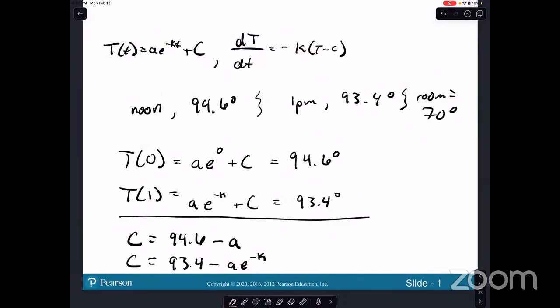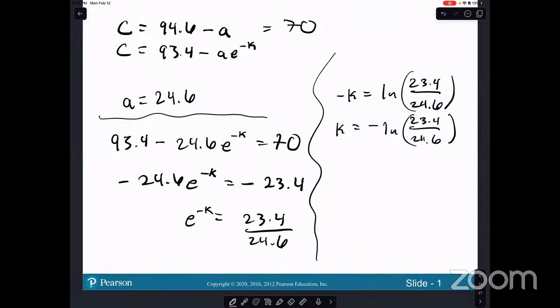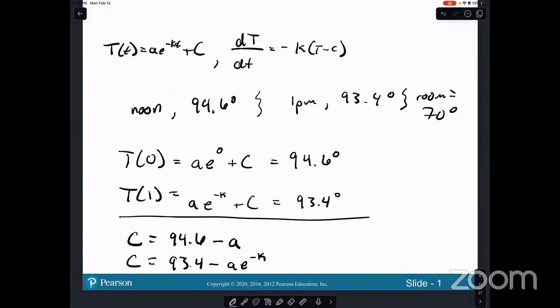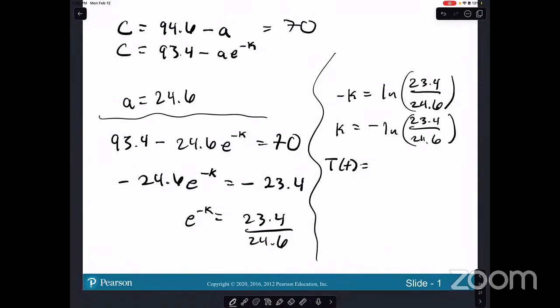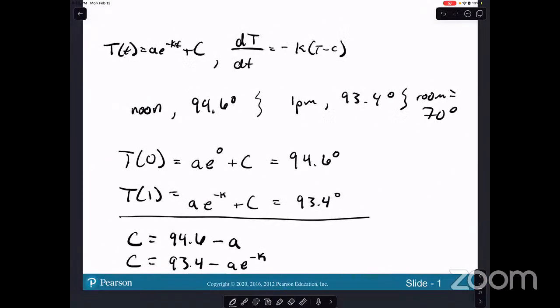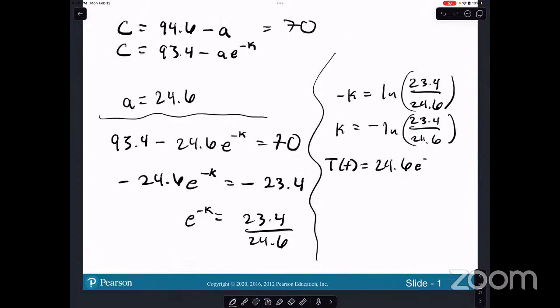So then the temperature based on time, our A, we got 24.6. E to the negative KT. E to the negative K. I'm just going to put a star, because I'm out of space. E to the negative K, and we're trying to solve for T. And then I think it's plus C. So plus 70.